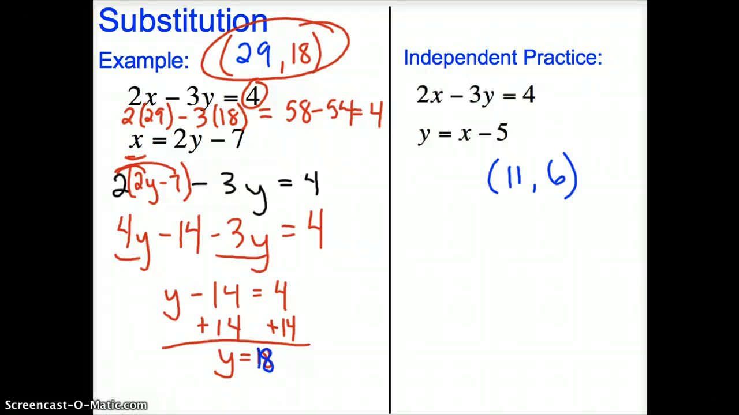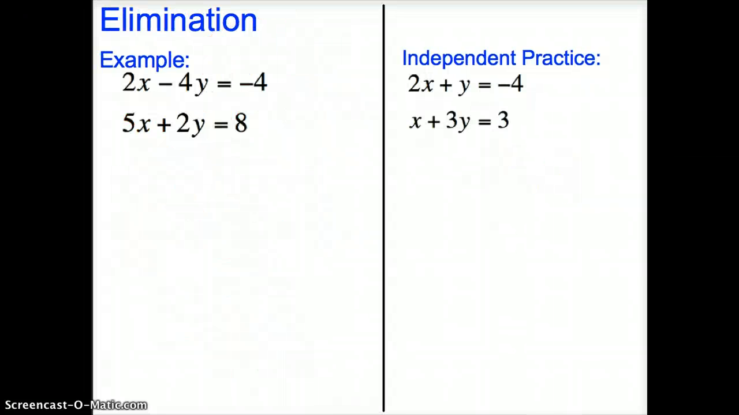Here's the solution to the independent practice problem that you're trying with substitution. Make sure you ask your teacher if you got it wrong or if you can't find your mistake or you're not sure where to start.